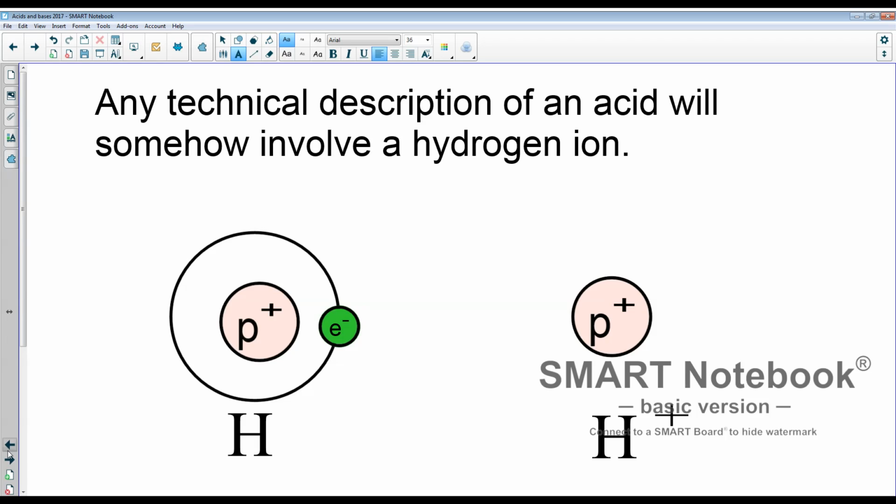That's why even when we name acids, we usually don't even say hydrogen acid. Usually we just say the name of the ion that goes with it, because most acids have hydrogen in them in some way. And so really what we're talking about with hydrogen is what makes an acid acidic. Now it just depends on how you look at it.